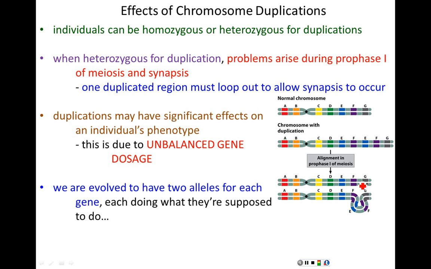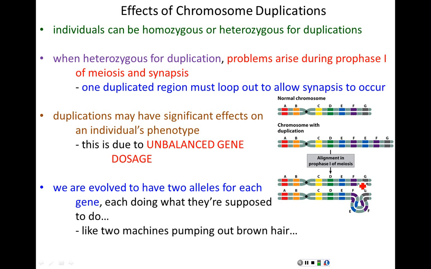We as human beings have evolved to have two alleles for each gene, no less, no more. One from mom, one from dad, each allele doing whatever it is they were supposed to do. Be codominant, be partially penetrant, be completely dominant or recessive. Whatever they're supposed to do, that's what they're supposed to be doing.